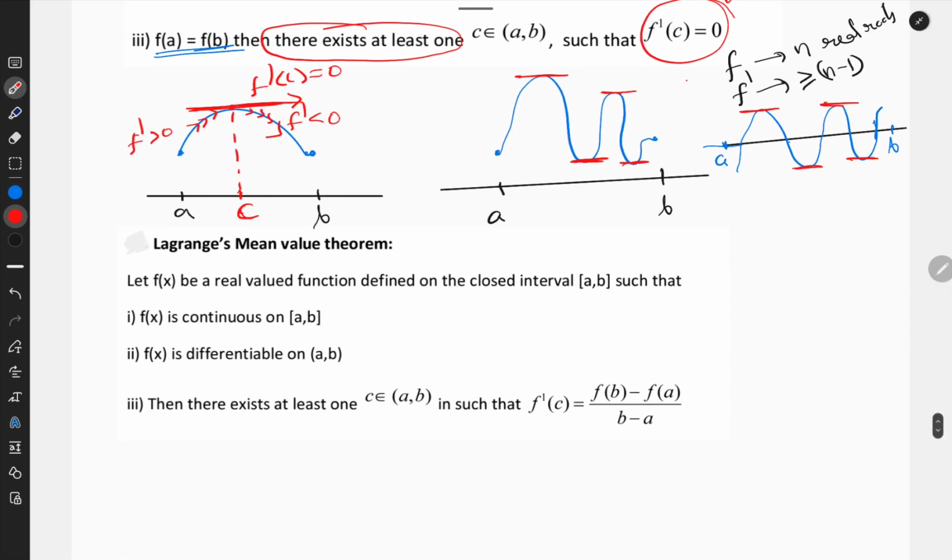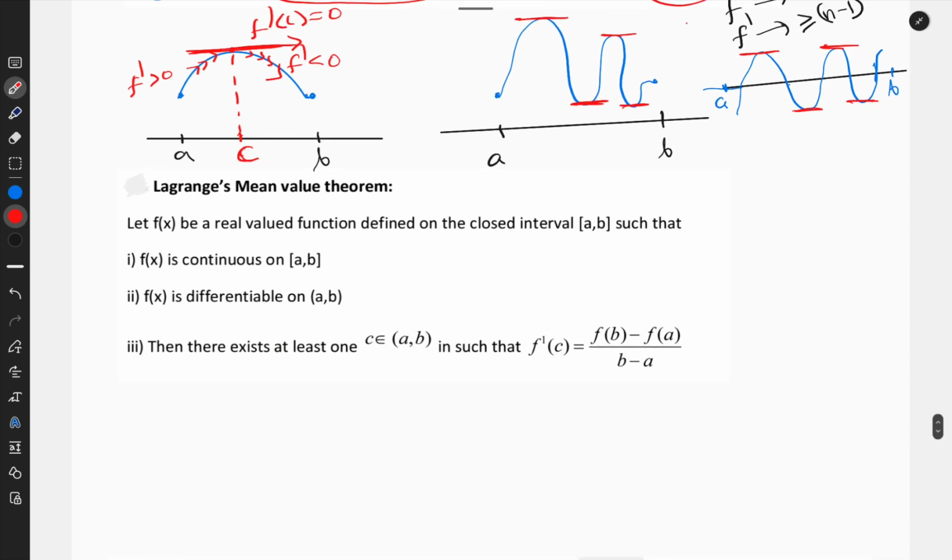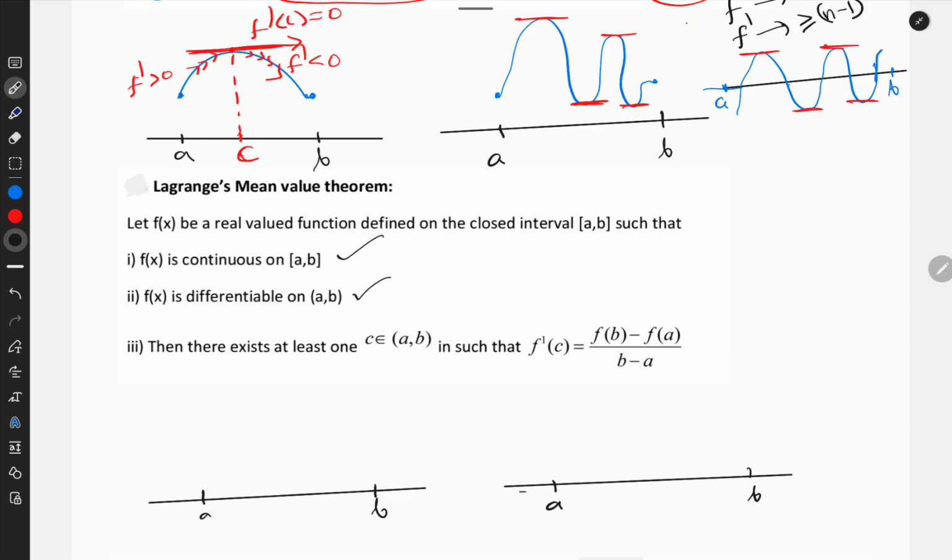Coming to the next theorem, Lagrange mean value theorem. The hypothesis is almost the same. f is continuous and differentiable, and f(a) and f(b) need not be equal. Suppose f(a) and f(b) are not equal. If they are equal, obviously it is Rolle's theorem.